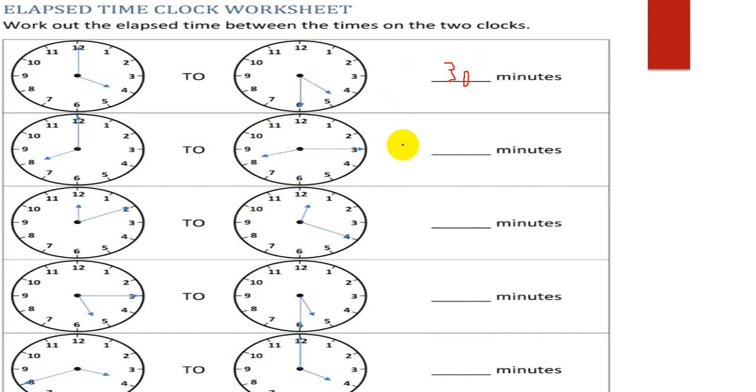Okay, the time here is 8 o'clock, and here it's 8:15. The minute hand moves from 12 until 3. You can count 5, 10, 15. So here the elapsed time is what? It is 15 minutes.